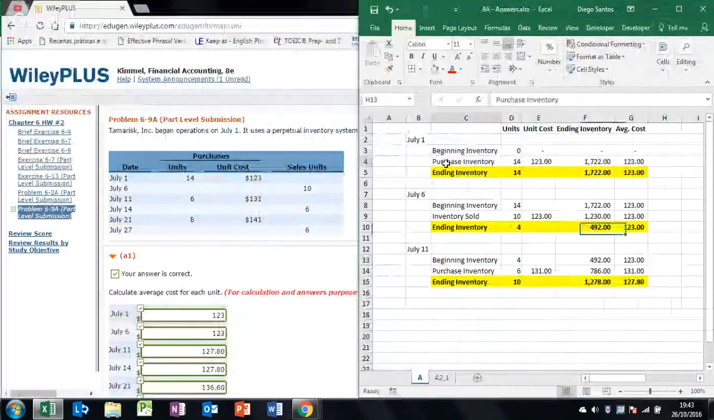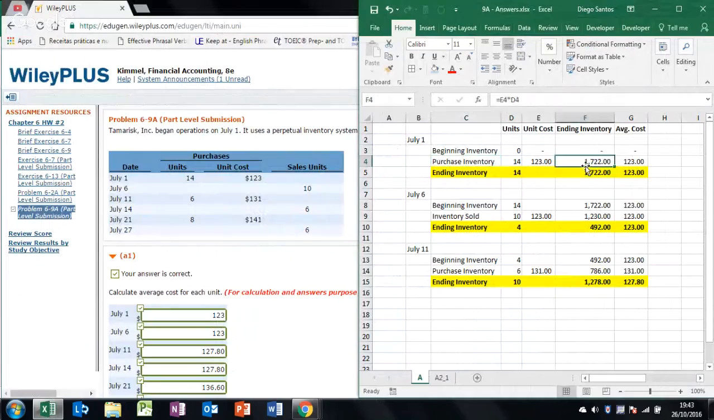Here we can see that the average cost will be the ending inventory divided by the number of units. On July 1st, we bought 14 units at the price of 123. It gives us an ending inventory of 1,722. That means that our average cost is 123. On July 6th, the same average cost is used because we did not purchase inventory.